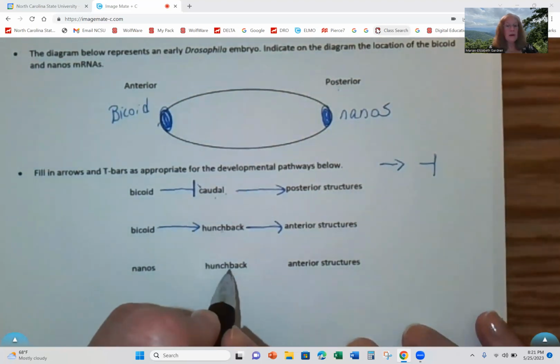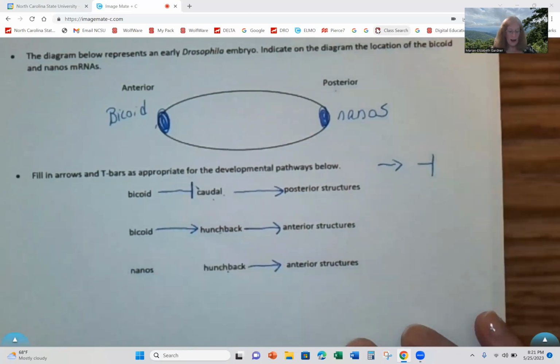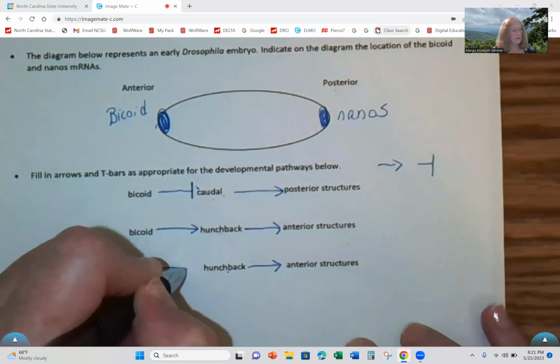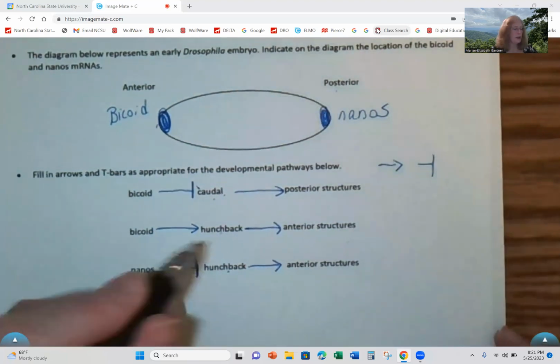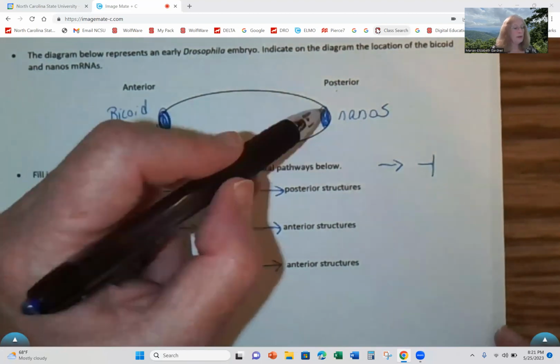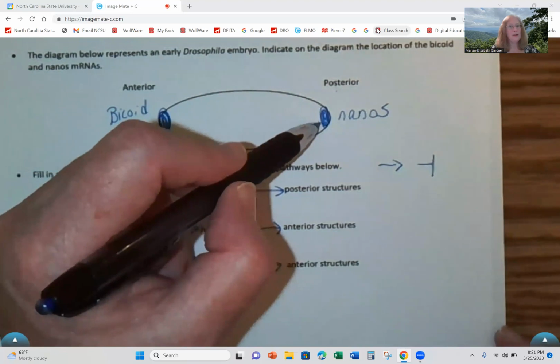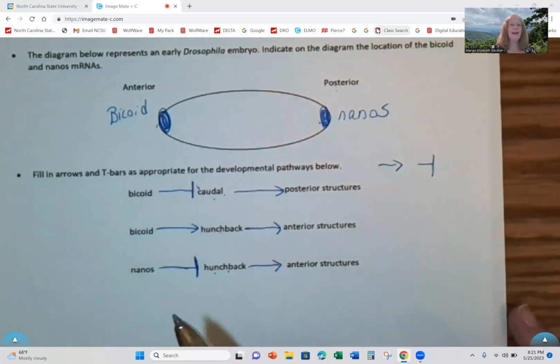Well, hunchback is still going to promote anterior structures no matter where it is. However, if we're at this end of the fly, the nanos is anchored there. It's going to prevent the hunchback gene from functioning. And that means we will not get head structures at the tail and tail structures at the head, but hopefully we will get head structures at the head and tail structures at the tail.